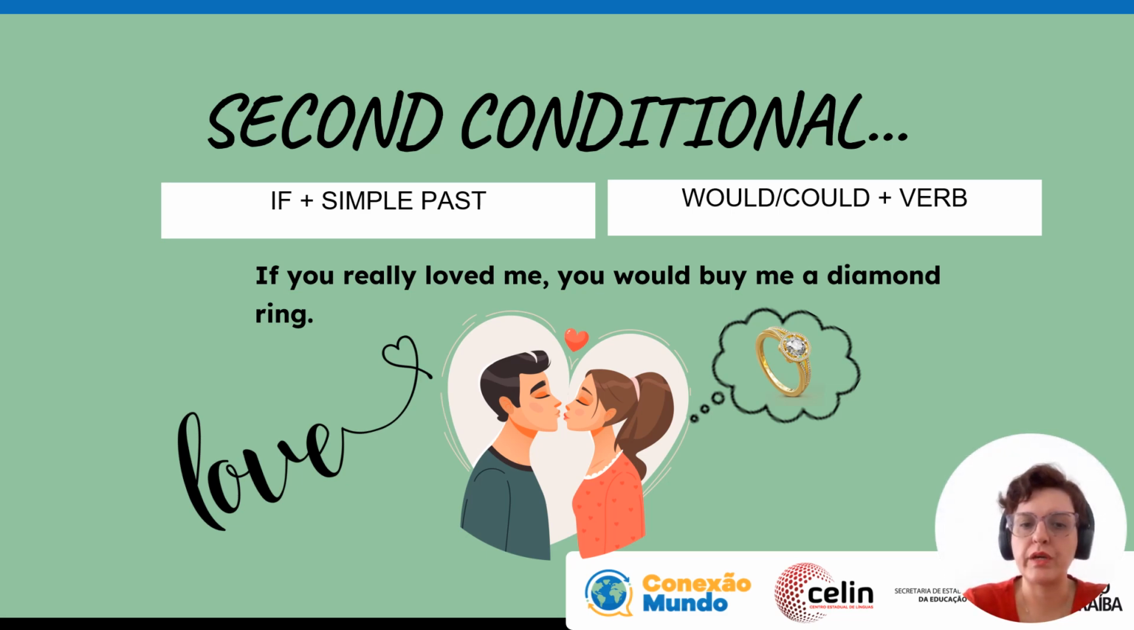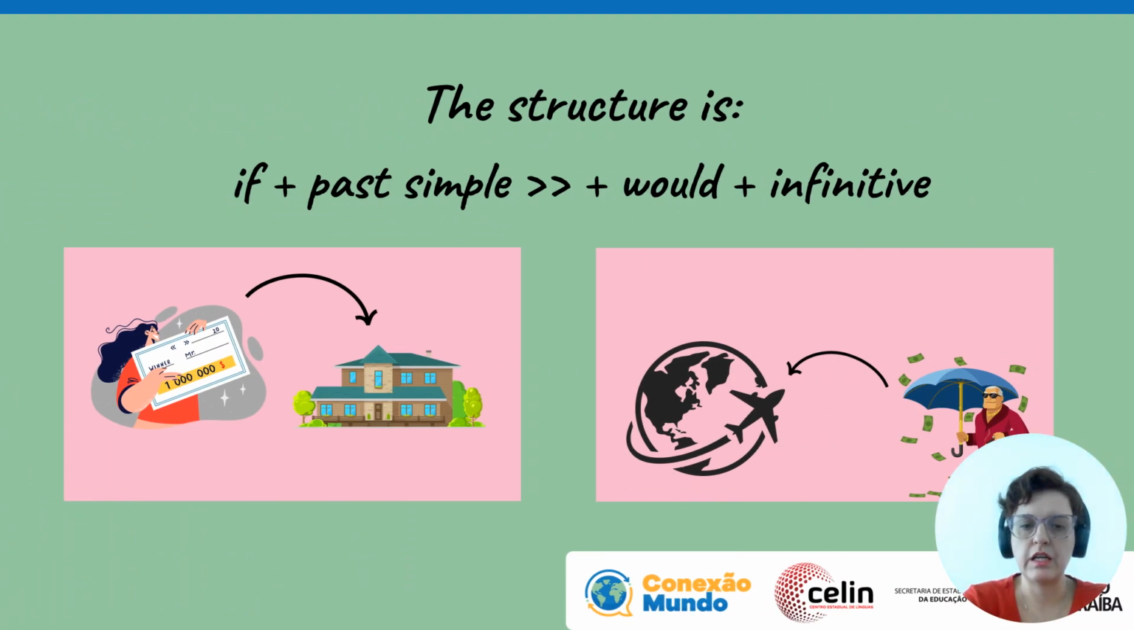You see, we are imagining situations that could be possible or would have been possible, okay? But they are not true. They did not happen. They will not happen, okay? It's only our wish, our imagination, okay? If plus past simple, and the consequence is would plus infinitive. Take a look at the first picture, okay?